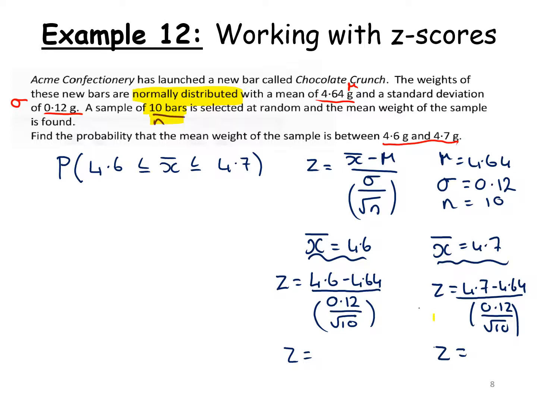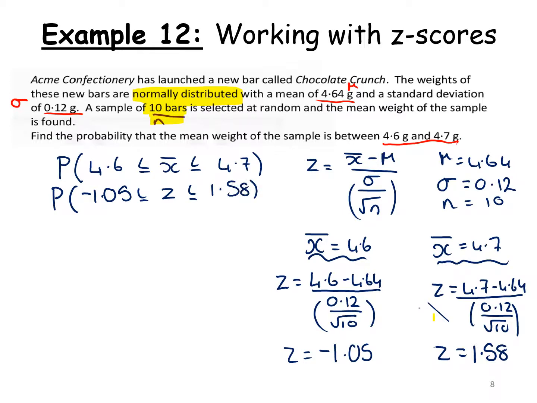So when we plug those into the calculator, we should get minus 1.05. And rounding to 2 decimal places, this gives me 1.58. So really what we're trying to find is the probability that minus 1.05 is less than or equal to z, which is less than or equal to 1.58.